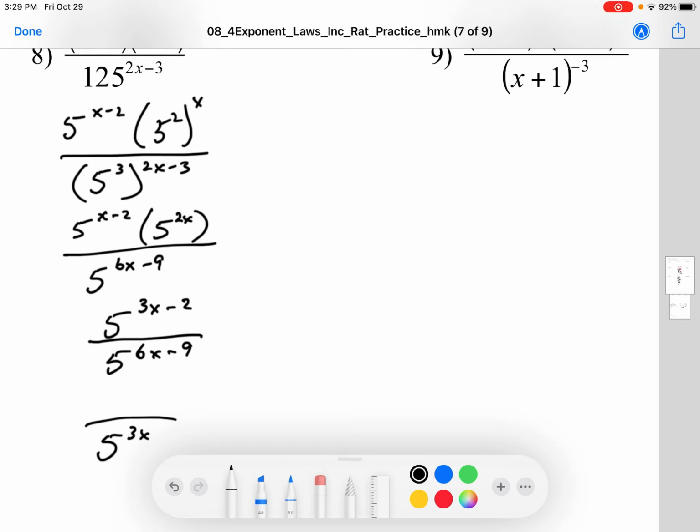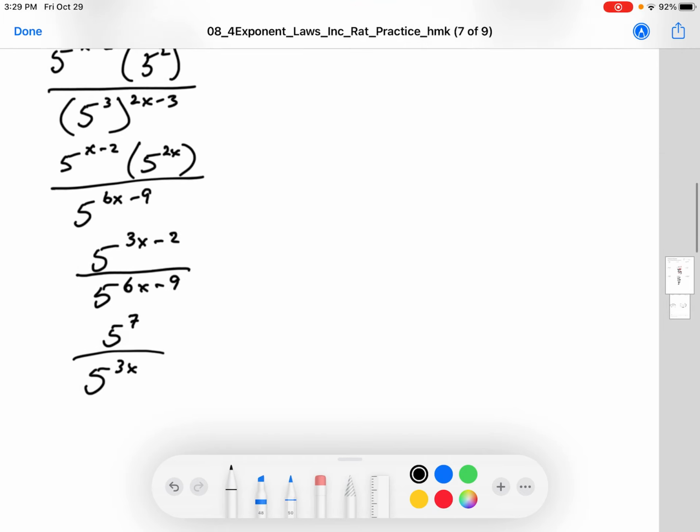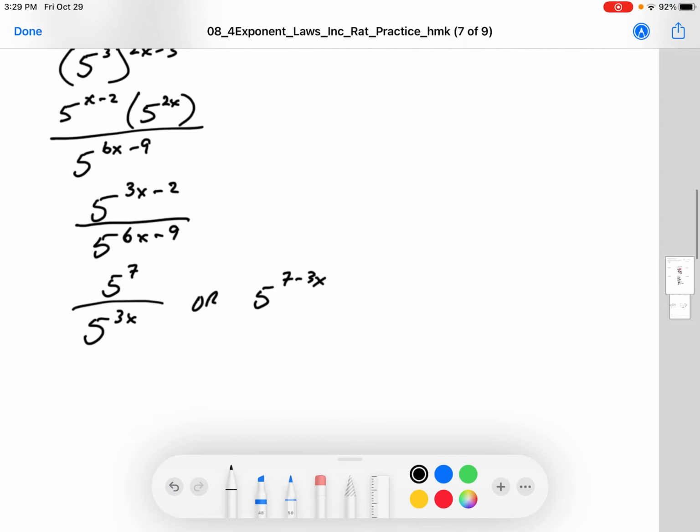I can count the divide parts as plus 7 on the top, because we have 7 extra divides in the denominator. That means a divide. So I can leave it like that, or I can write this as 5 to the power 7 minus 3x, or I could write this in the denominator as 5 to the power 3x minus 7, and they are all correct.